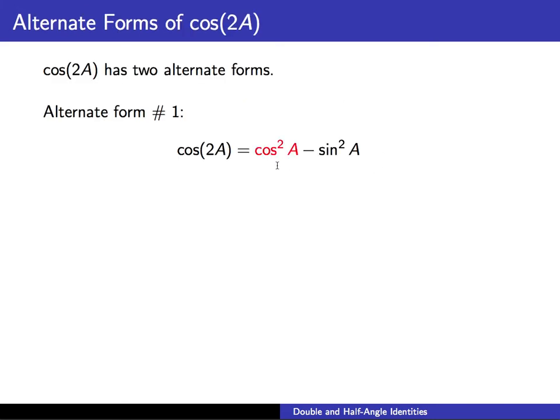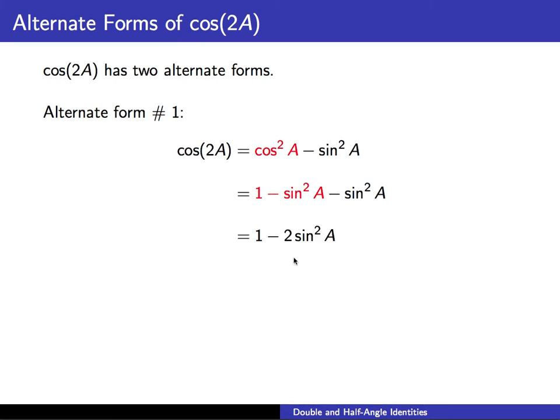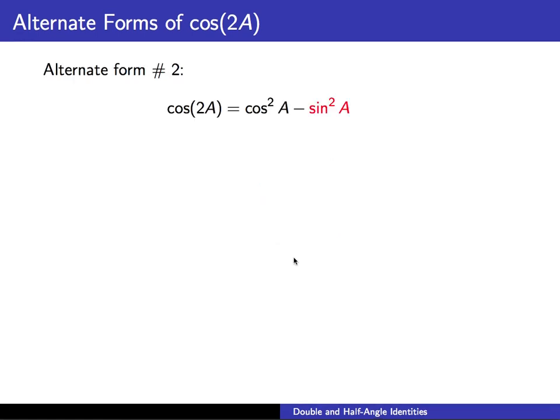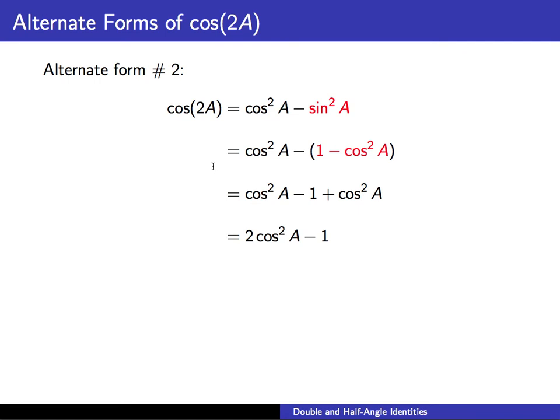So, for instance, if we look at the cosine squared of angle A, that's 1 minus sine squared A. This is an alternate form of the first Pythagorean identity. And then combining like terms, we get 1 minus 2 times sine squared A. Likewise, if we instead look at the sine squared A in our double angle cosine identity, that's 1 minus cosine squared. Don't forget to distribute this negative to the 1 and the negative cosine squared. We get negative 1 plus cosine squared, and then cosine squared plus cosine squared is 2 cosine squared. So another form of our double angle cosine identity is 2 times cosine squared minus 1.